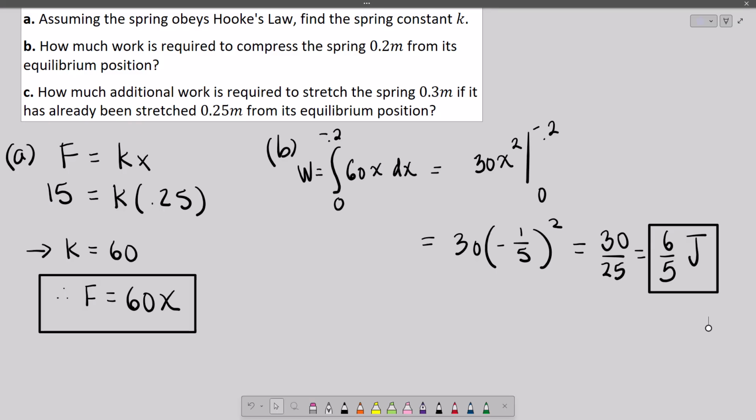So the work done in compressing or stretching is symmetric. It matches. Can work be negative? Work can't be negative. If an object is displaced, work is done, which would be positive.